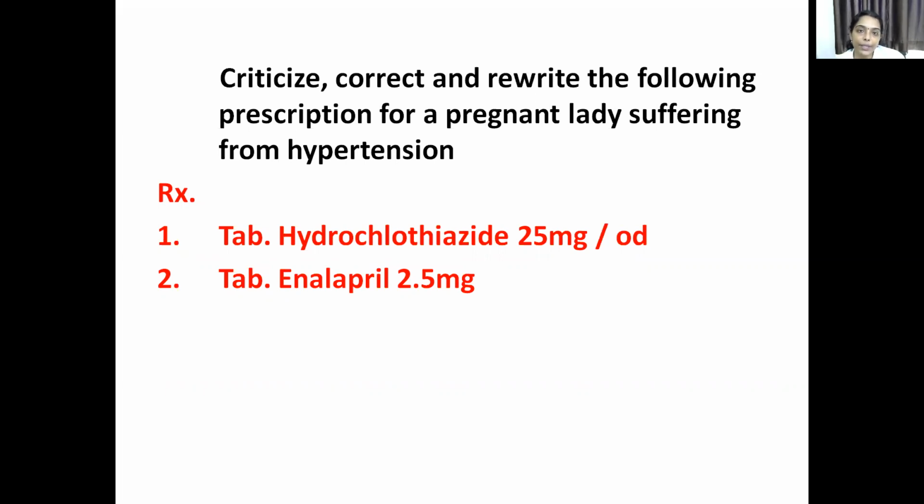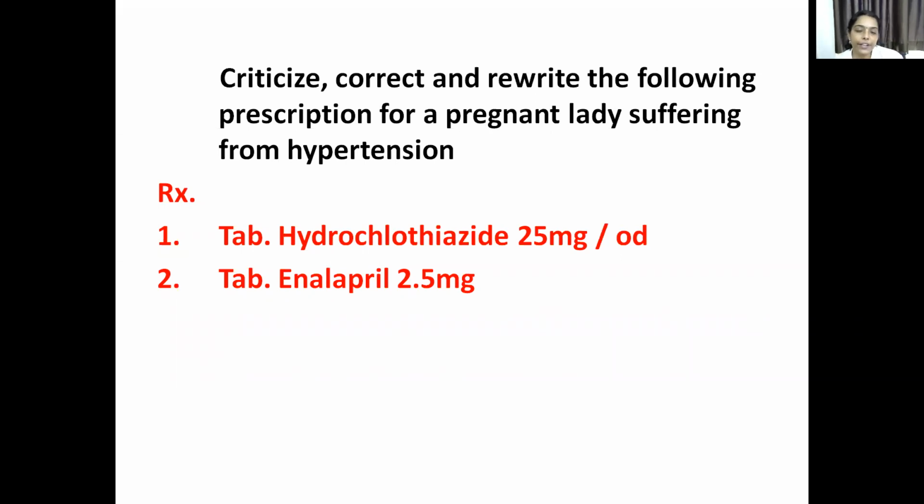Gestational hypertension: normally in pregnancy, in the first 2 trimesters there is a drop in the blood pressure. When it comes to the 3rd trimester, again they regain it to the preconception level. But in gestational hypertension, the blood pressure in the 3rd trimester will be higher than the preconception level. That is what we call gestational hypertension. If this hypertension gets cured after pregnancy, it's fine. If it doesn't get cured after pregnancy, then we term it as chronic hypertension.